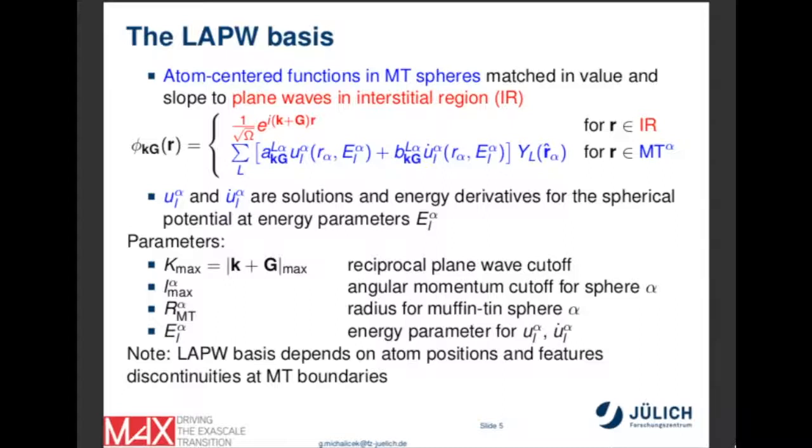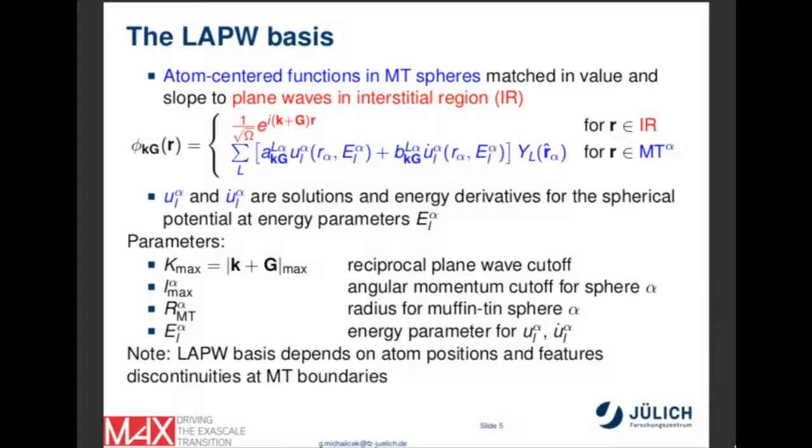Then you see that there are certain numerical parameters like the muffin-tin radius. Of course, well, this representation in the muffin-tin is only in the muffin-tin, and therefore you have to define how large the muffin-tin is. And this is done by specifying this muffin-tin radius. And there are also these energy parameters that you need to determine the u and u dot functions. And well, we can also set them before the calculation, or we can set a recipe for how to calculate them.